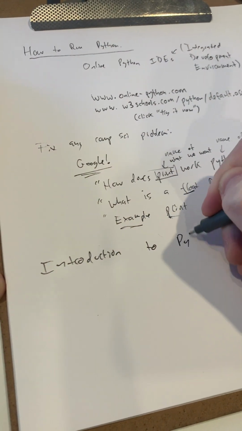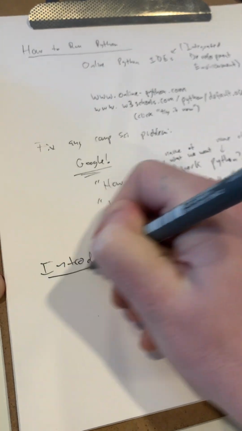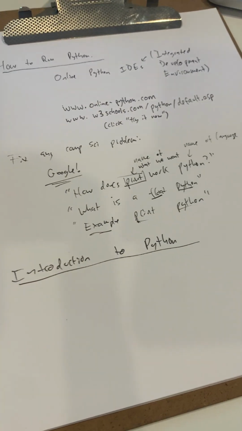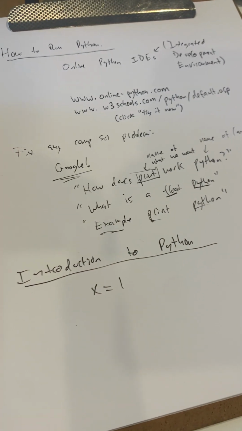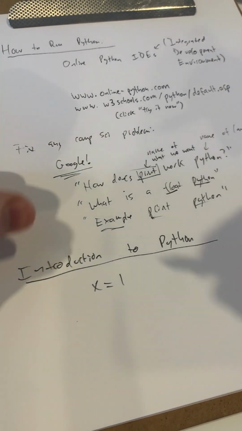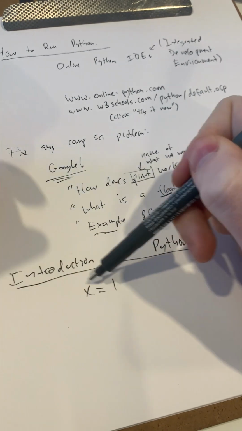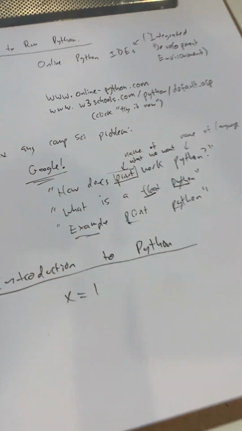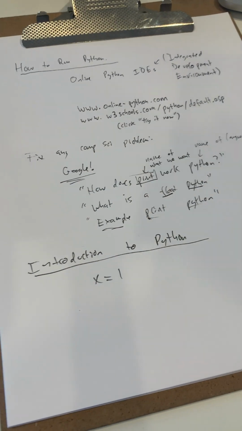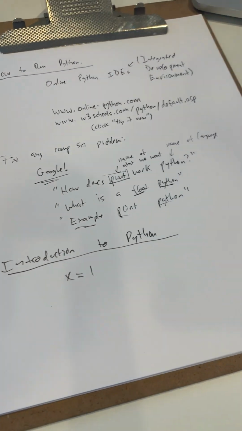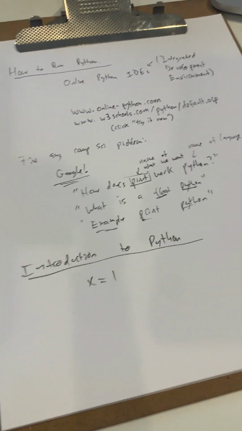Introduction to Python. Let's start about as simple as you can. X equals 1. This preserves 1 as X. In a lot of other languages, we'd actually have to jump through a couple hoops before we even start getting to do this sort of thing. This is the advantage of using something like Python.